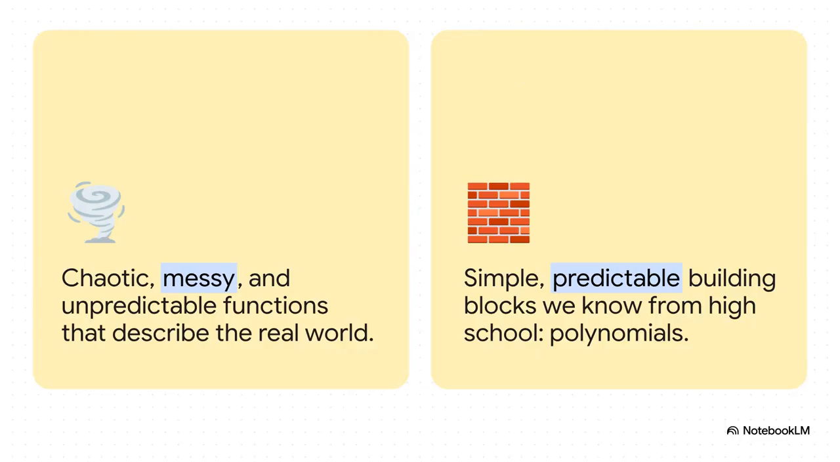You see, on one hand, you've got these chaotic, kind of unpredictable functions. But on the other hand, we have these nice, simple, totally predictable building blocks called polynomials. You definitely remember these from school, just those easy sums of powers of x. So here's the big question. Can we actually use these simple blocks to build a bridge to help us understand all that chaos?